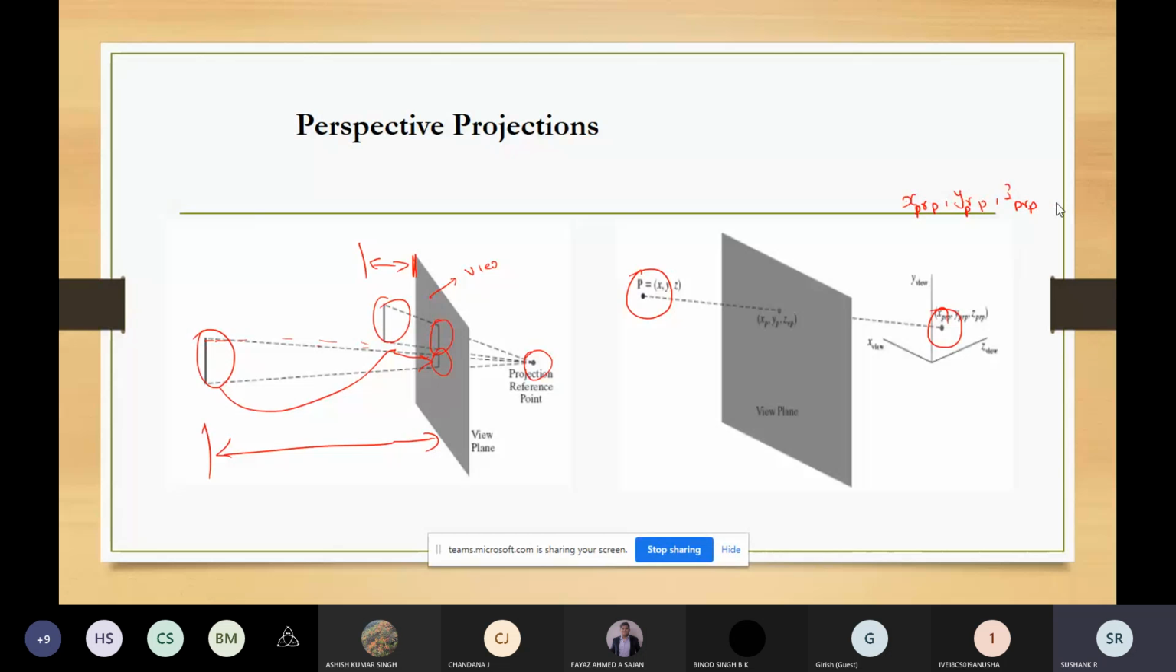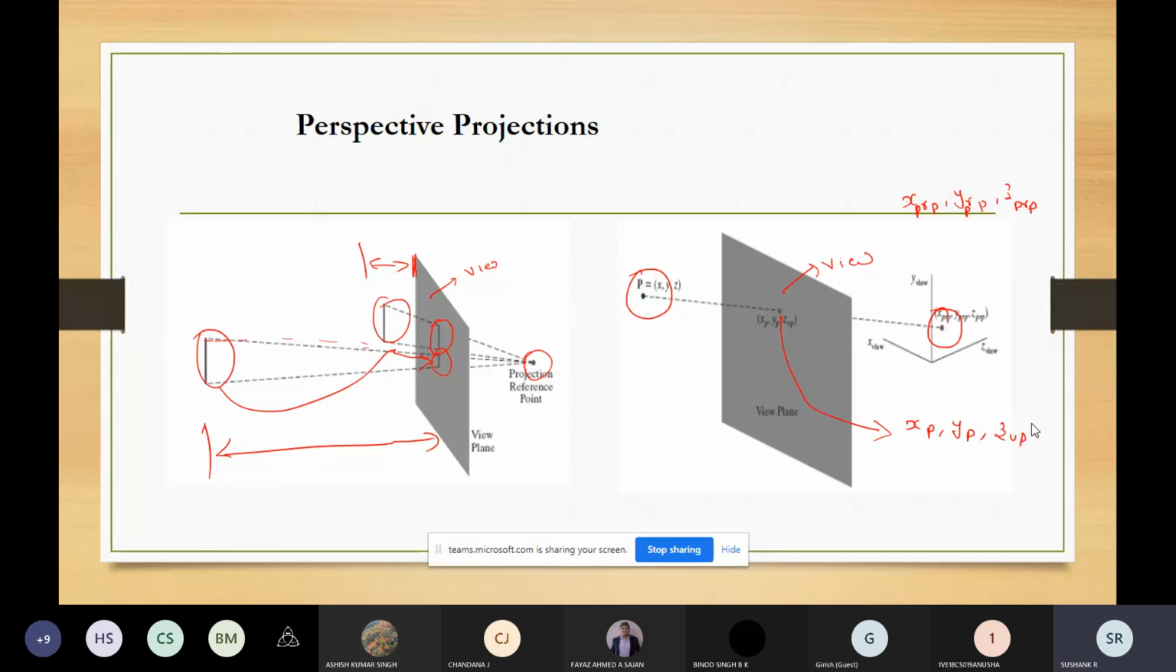This projection line is intersecting the view plane at the position given by xp, yp, and zvp. So the projection line intersects the view plane at the spatial position xp, yp, zvp. What is zvp? It is the position of the view plane on the z view axis.